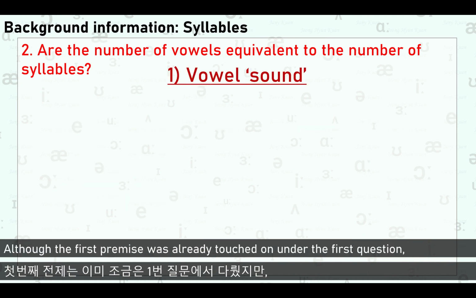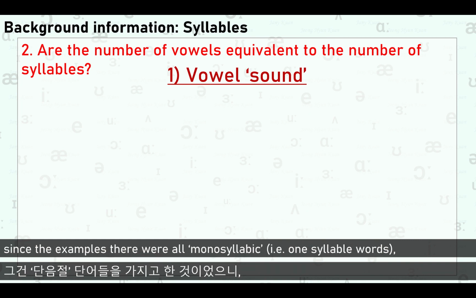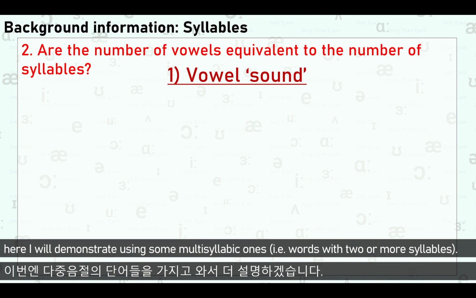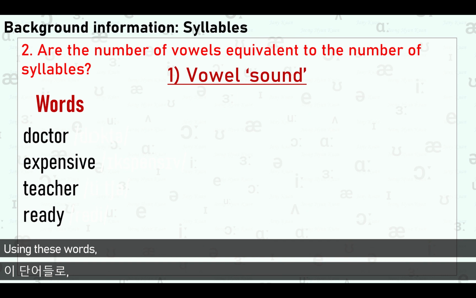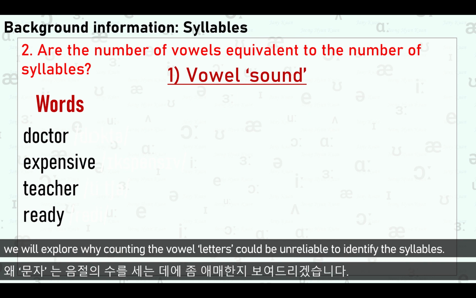Although the first premise was already touched on under the first question, since the examples there are all monosyllabic, that's one syllable words, here I will demonstrate using some multisyllabic ones, that's words with two or more syllables. So, these are some random multisyllabic words that came up in my mind. Using these words, we will explore why counting the vowel letters could be unreliable to identify the syllables.